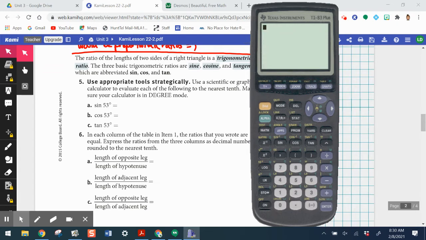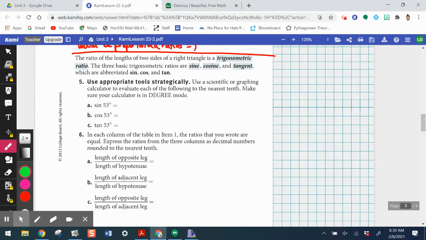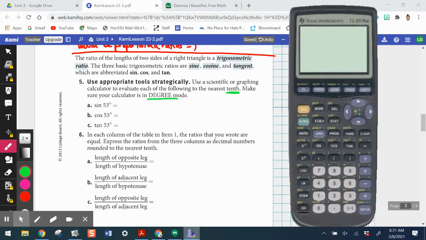They ask us to use a scientific or graphing calculator to evaluate each of the following to the nearest tenth. So they're asking us to find the sine of 53 degrees, the cosine of 53 degrees, and the tangent of 53 degrees. And it says make sure you're in degree mode. So on your graphing calculator, if you hit mode, make sure degree is highlighted.